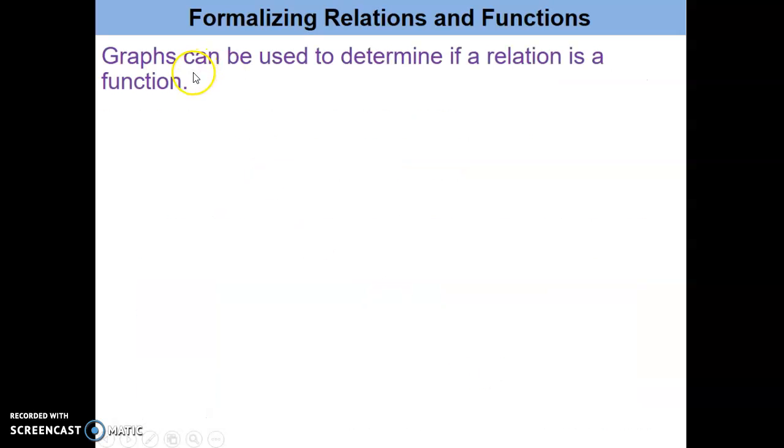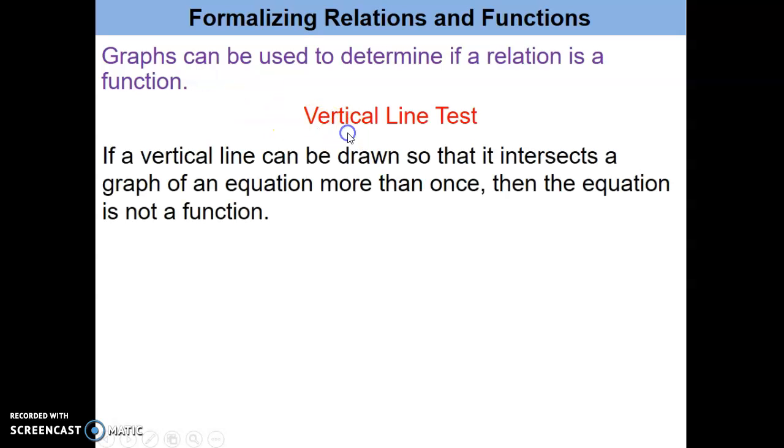Now, what if we don't have a table? Maybe we have a graph and we want to know, is that graphed relation a function or not? So we can use the vertical line test. If a vertical line can be drawn so that it intersects a graph of an equation more than once, then the equation is not a function. So here's what I mean by that. Let's say we have this relation on our graph.